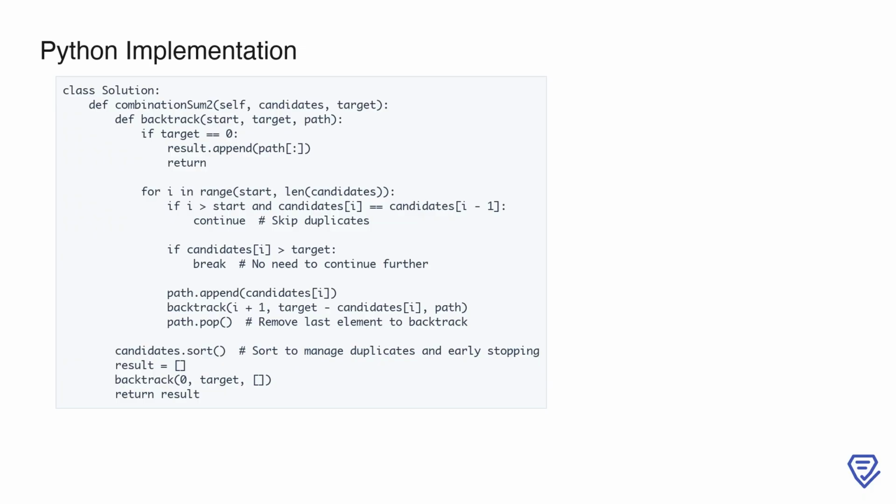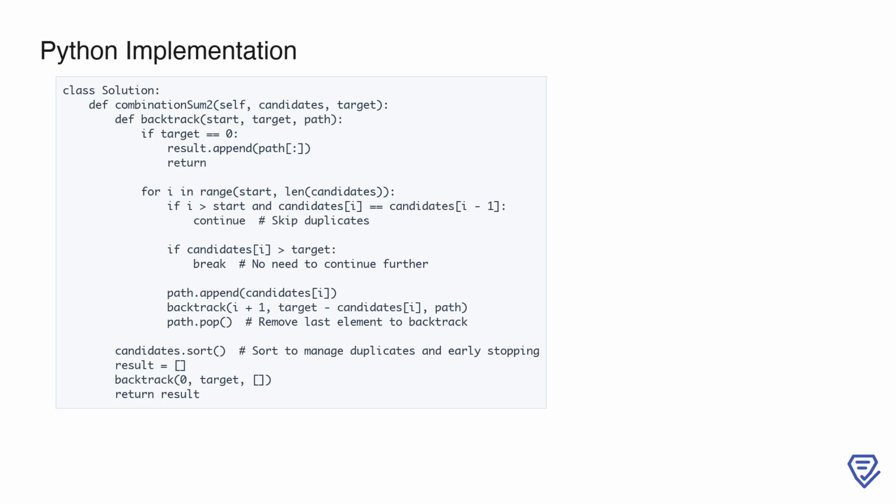The backtrack function is a recursive helper function that explores all possible combinations. It takes 3 arguments. Start, the current index in the candidates list from which to explore. Target, the remaining value we need to achieve. Path, the current combination being built. Inside the backtrack function, if the target becomes 0, we append a copy of the current path to the result list since we found a valid combination.